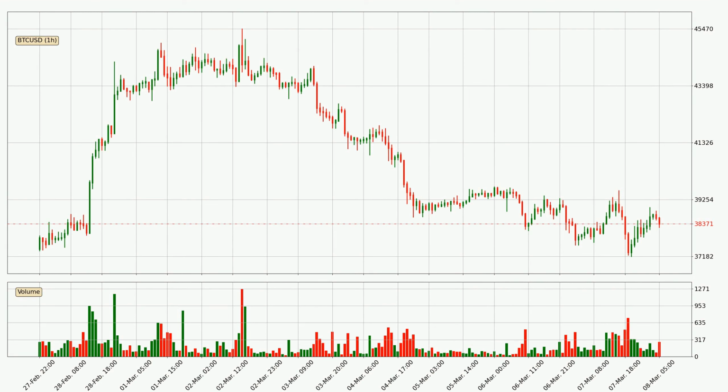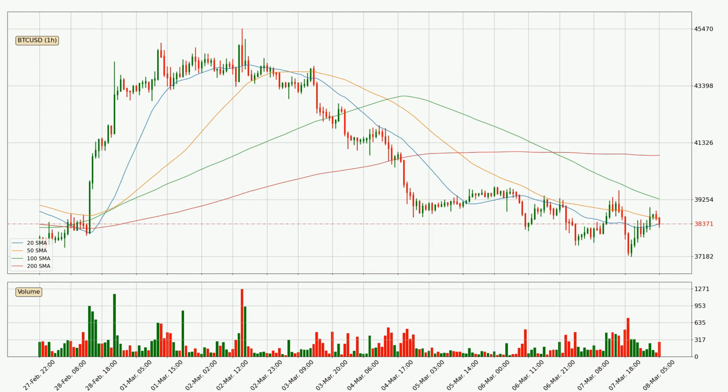Looking at the Bitcoin hourly time frame, the price moved only slightly to the upside with around 0.5% in the last 24 hours, with a current price of $38,371.